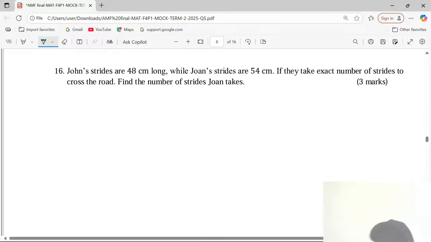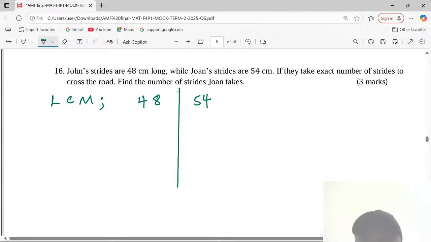Therefore, we find the LCM of 48 and 54, so that you may know the road that they are crossing. 48 and 54. And we are assuming that the time they are taking an exact number of strides, they are going to finish crossing the road.